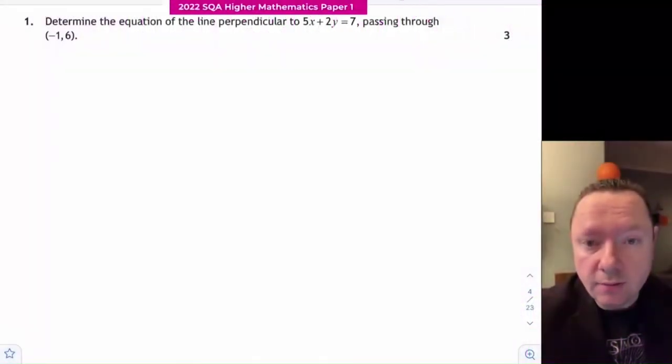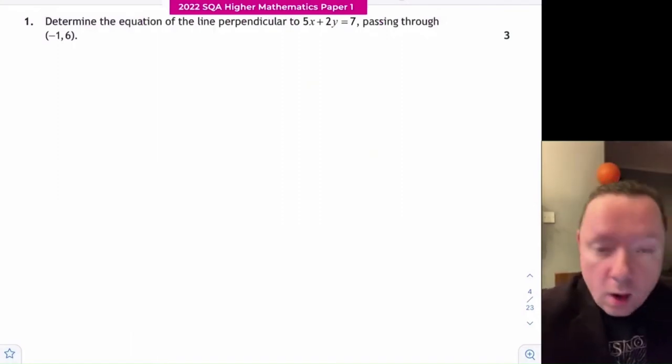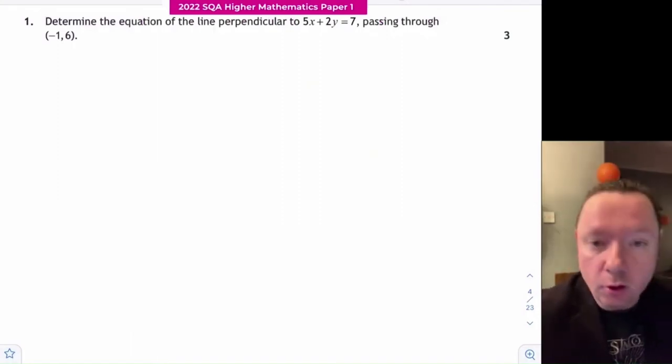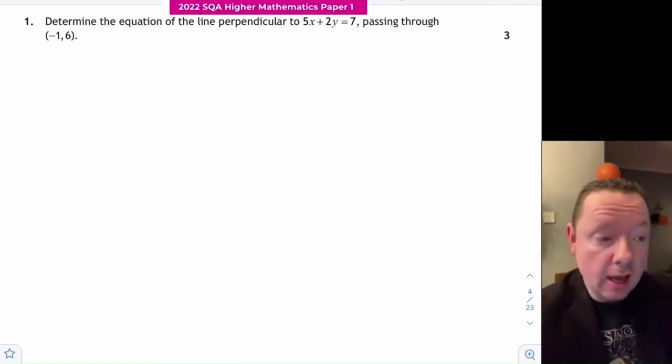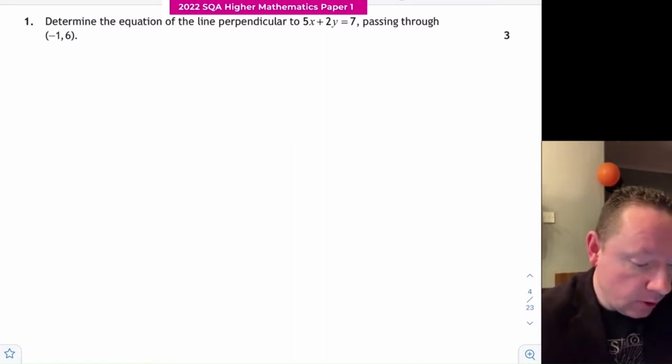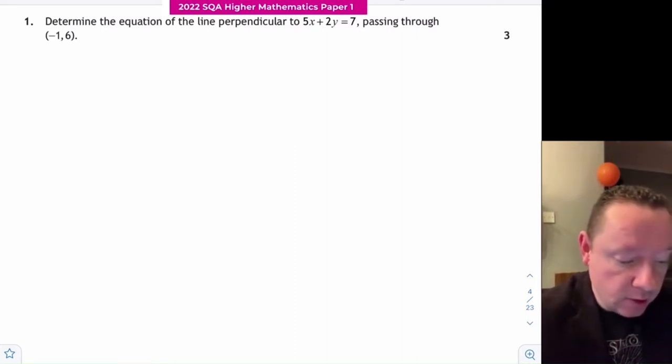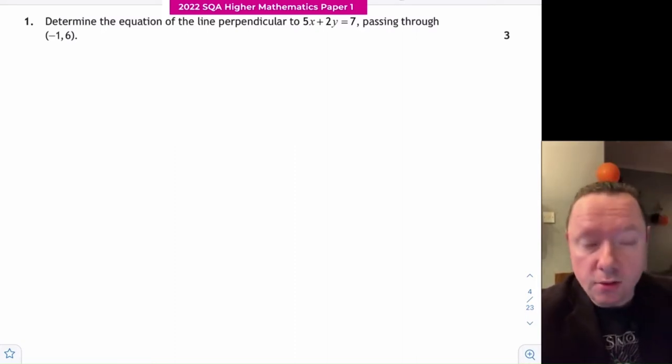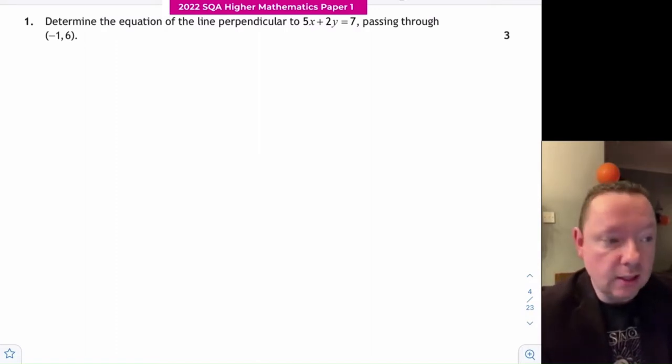SQA Higher Maths 2022, Paper 1, Question 1. Have a look at the question, read it, maybe try it yourself, and let's go through the official marks that SQA gave. It says: determine the equation of a line perpendicular to 5x plus 2y equals 7, passing through the point (-1, 6).